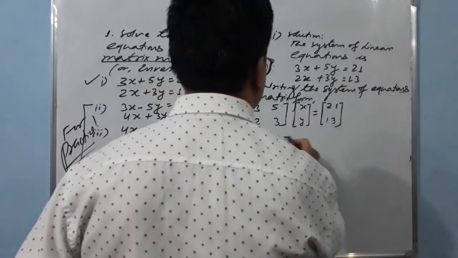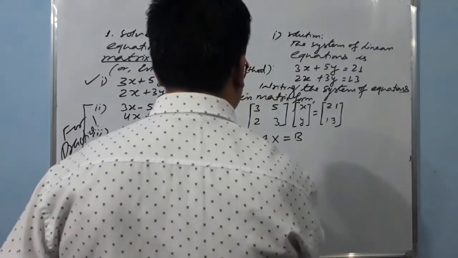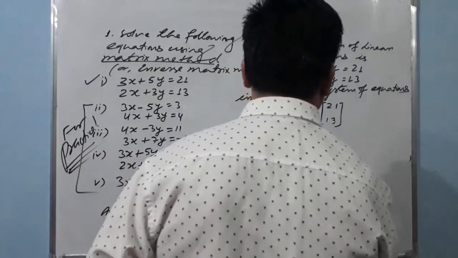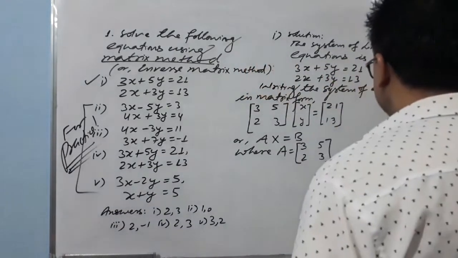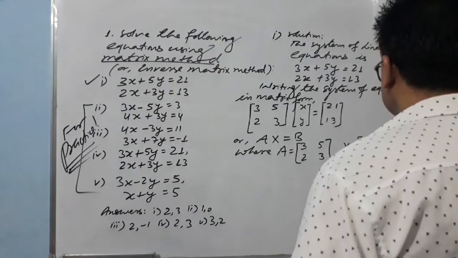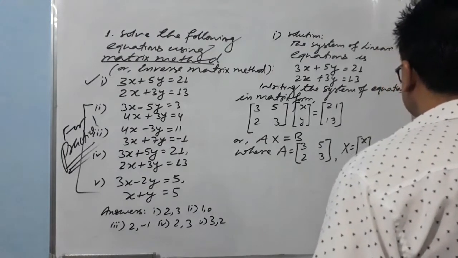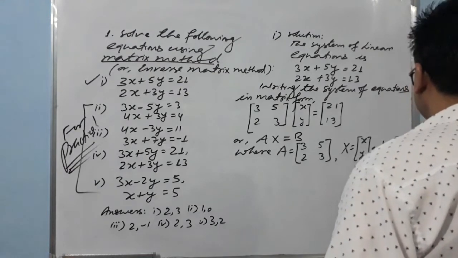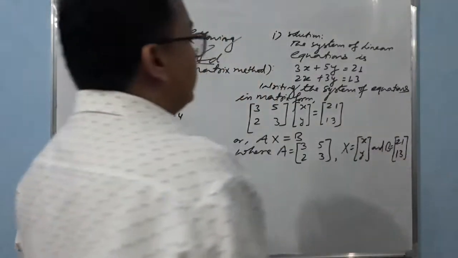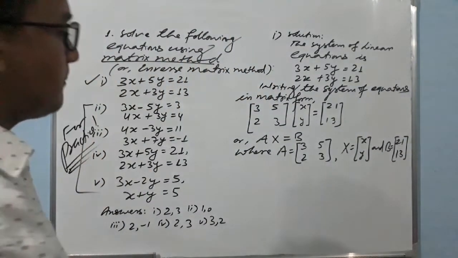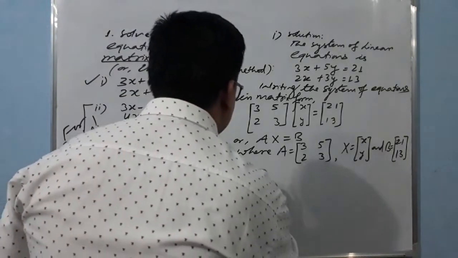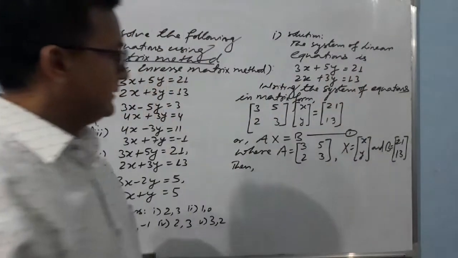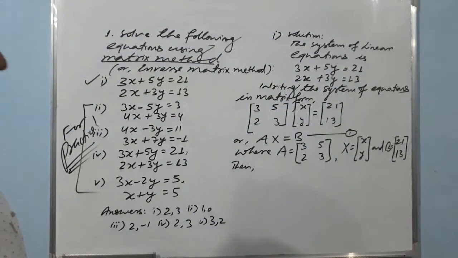Or you may write AX is equal to B, where A is equal to 3, 5, 2, 3, X is equal to x, y, and B is equal to 21 and 13. 21, 13 are the elements of B. So write down here first. Later we may use this.